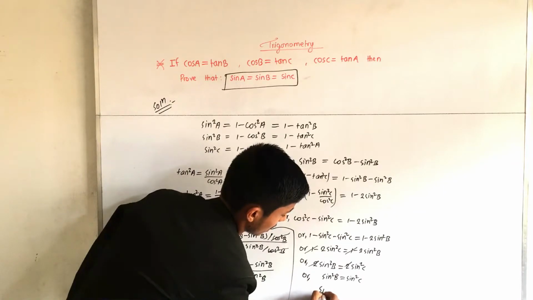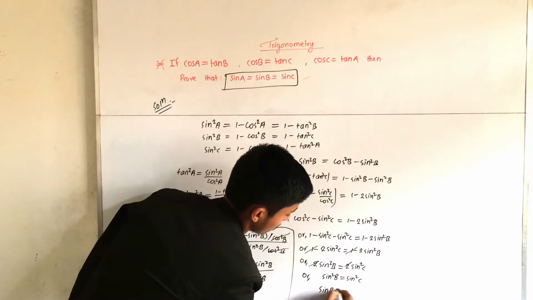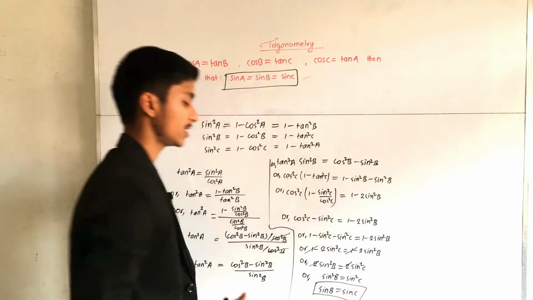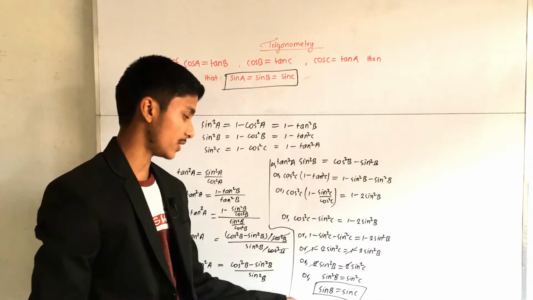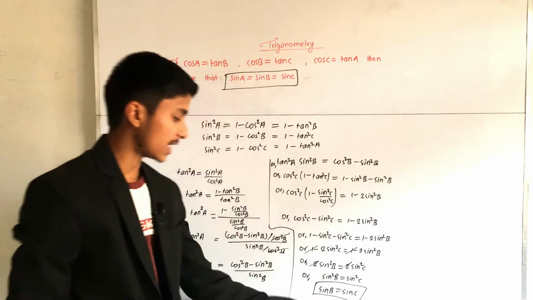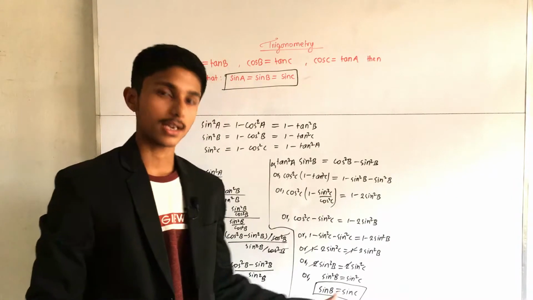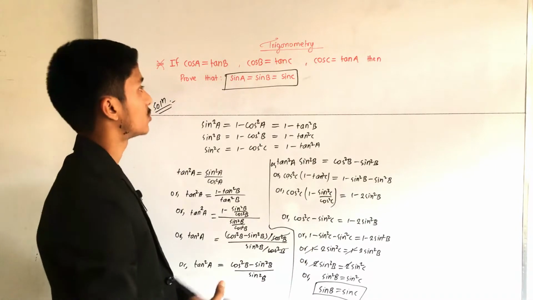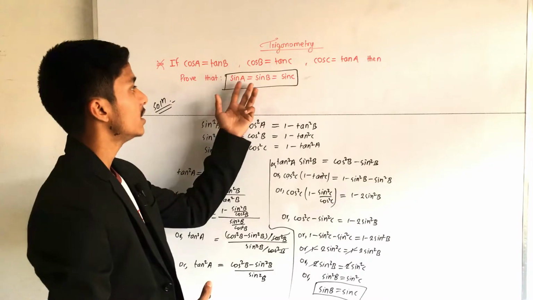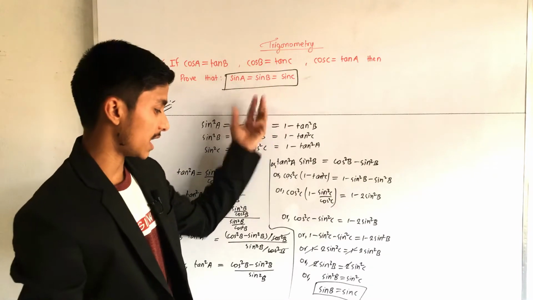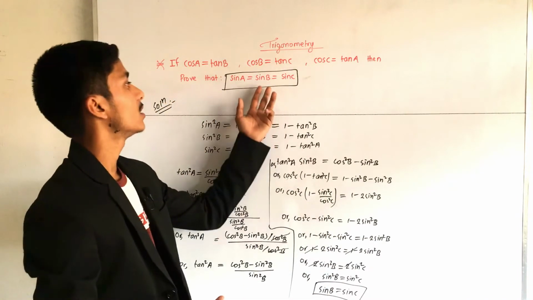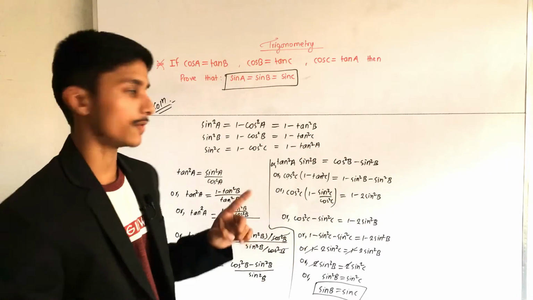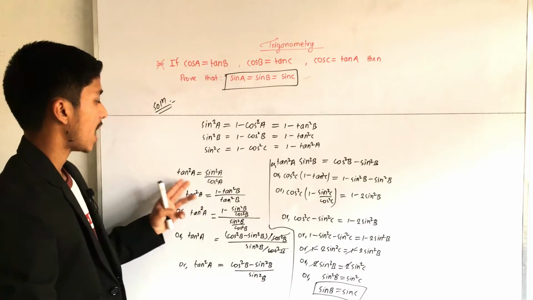And then we can write here sin B is equal to sin C. This is the first step. Here we have shown that sin B is equal to sin C. Now we will go to our next step. We have to show that sin A is equal to sin B is equal to sin C, and we have shown that sin B is equal to sin C. One step is left. So we continue with our question.